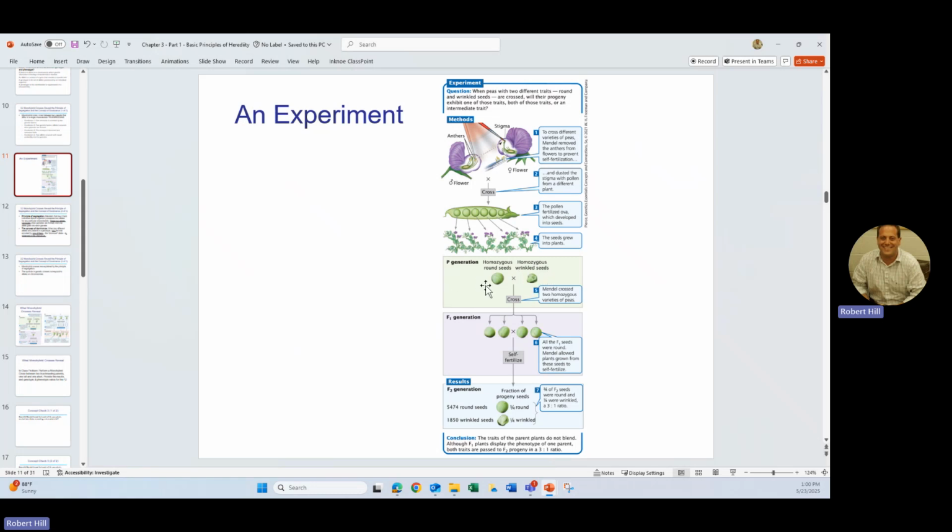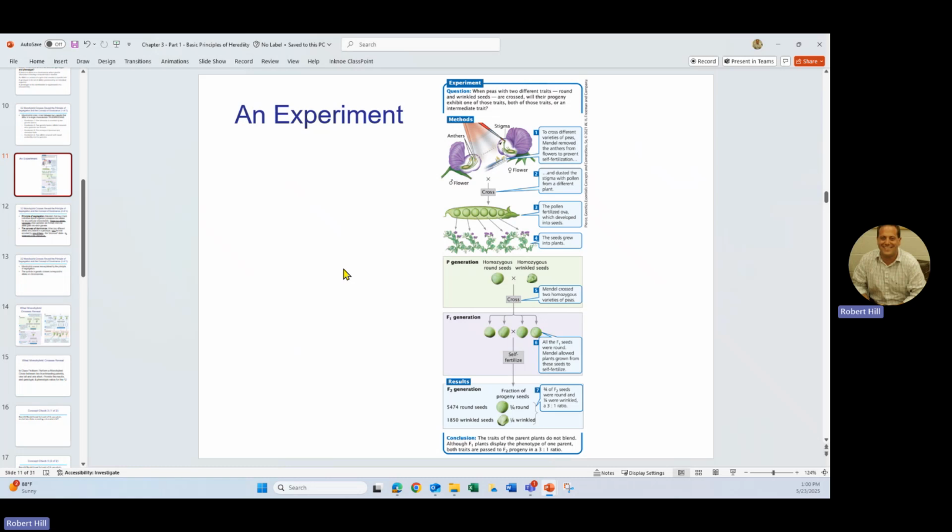So he crosses them, and we abbreviate these generations P, F1, and F2, right? P stands for parental, F stands for filial, and that's the first filial generation, and then this is the second. Okay, so he crossed them, and he looked at the F1 generation, and he saw that all of the seeds were round, right? So that wrinkled phenotype didn't carry through to the F1 generation.